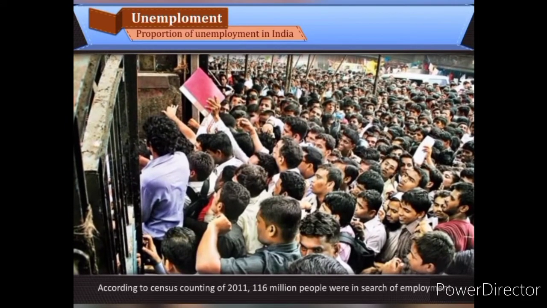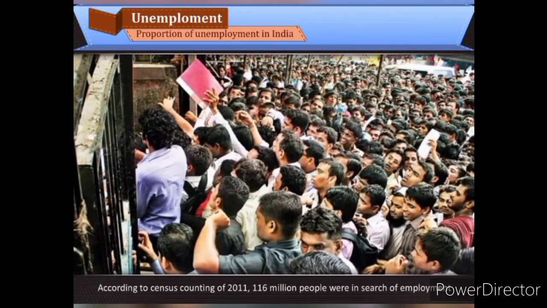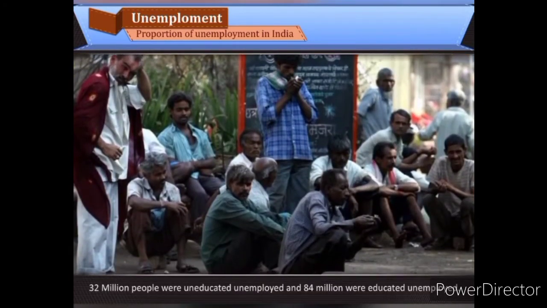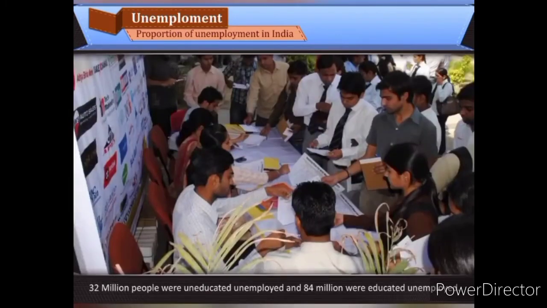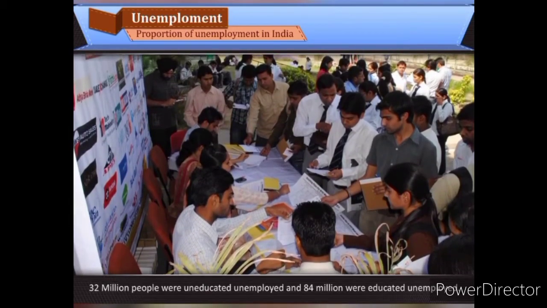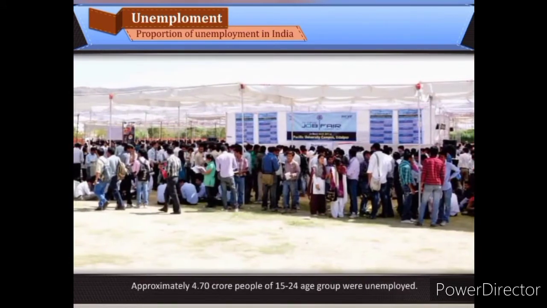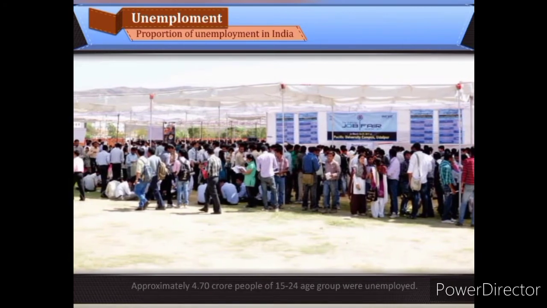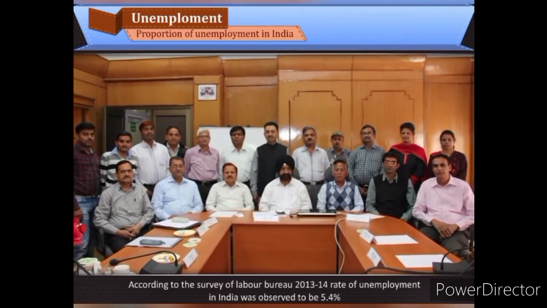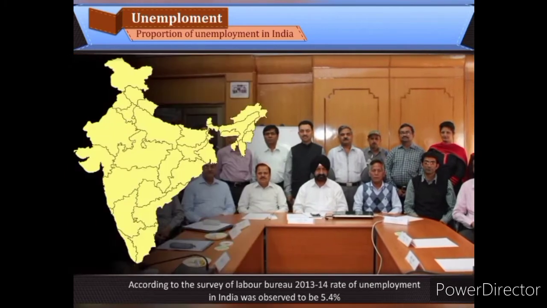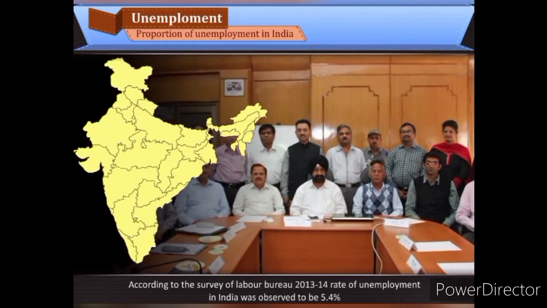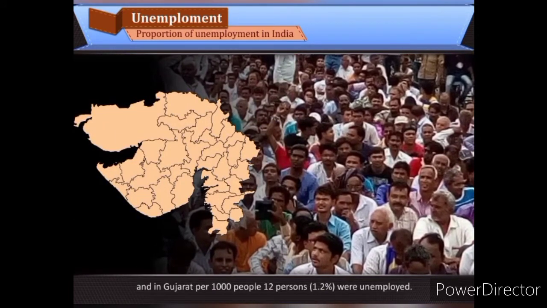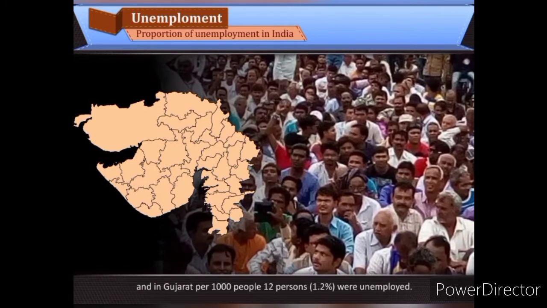According to the census counting of 2011, 116 million people were in search of employment, 32 million people were uneducated unemployed, and 84 million were educated unemployed. Approximately 4.70 crore people of the 15 to 24 age group were unemployed. According to the Survey of Labour Bureau 2013-14, the rate of unemployment in India was observed to be 5.4%, and in Gujarat, per 1,000 people, 12 persons, 1.2% were unemployed.